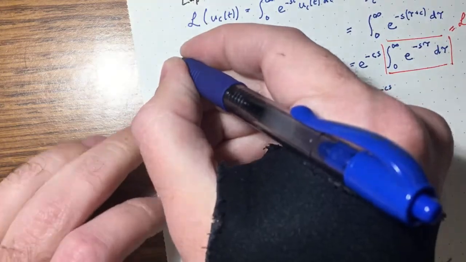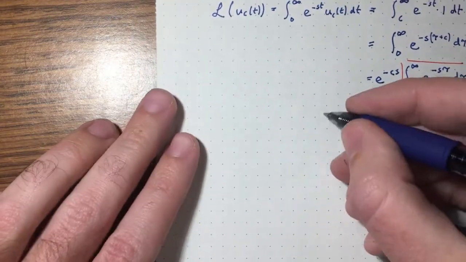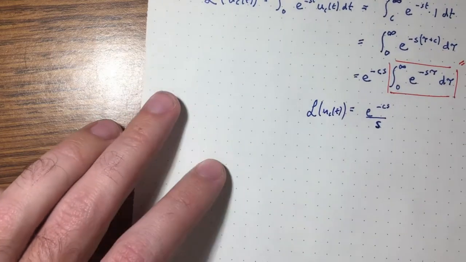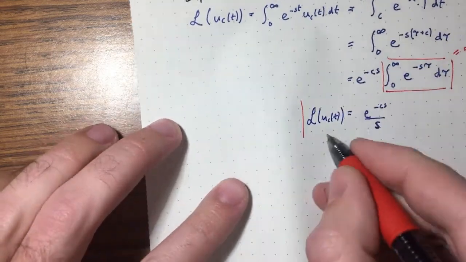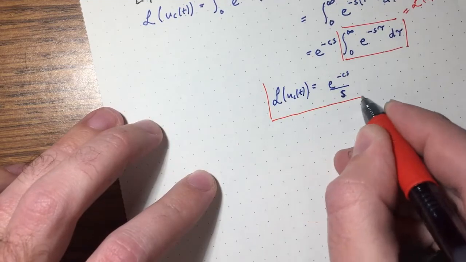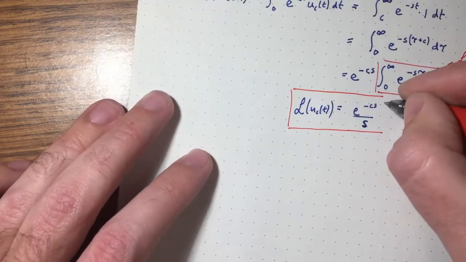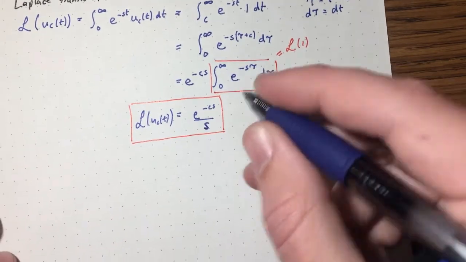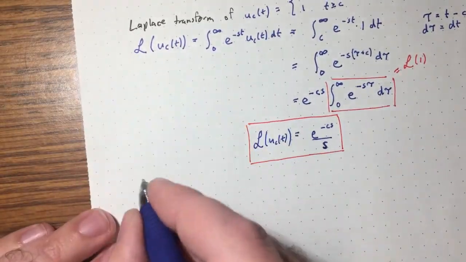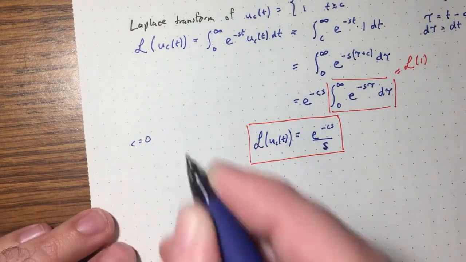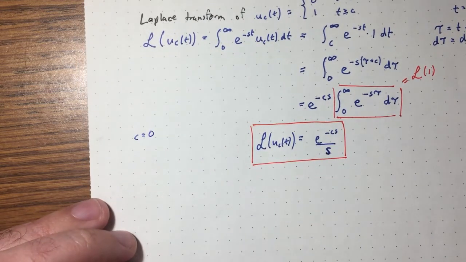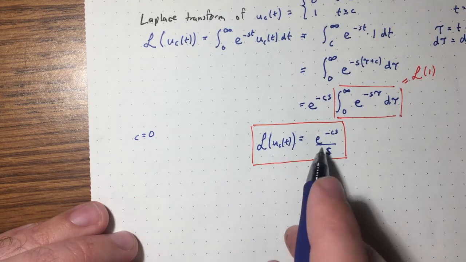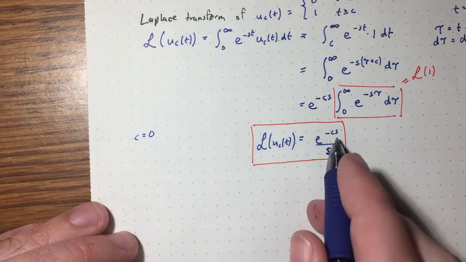So here's our formula. Should we box this here? We'll be using this one a lot. A special case of this is, what if c equals 0? So just u of t, the step function u of t. What is the Laplace transform of that? Well, it's just 1 over s.